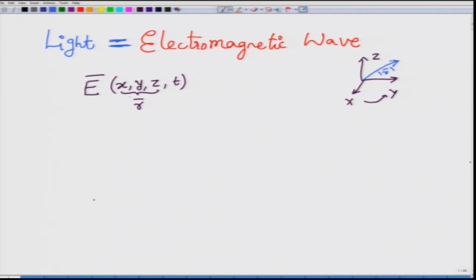So, every point can be thought of as being connected to the origin through a line of appropriate length, and therefore, you can write the electric field as a function of these points, where we are using this vector notation. So, these are the position vectors, and then you are talking about this position vector and a time dependent field quantity.